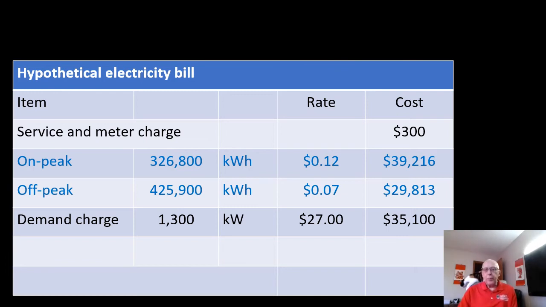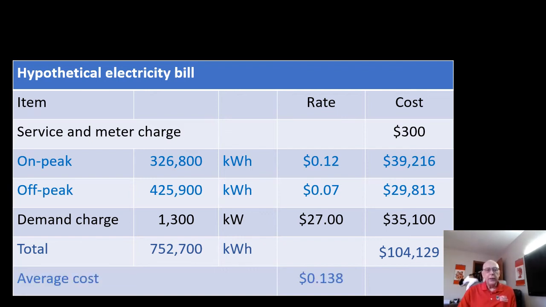So when you then add up all of the different costs that are present on your utility bill, you see that in this specific example, the total monthly electricity cost is $104,000 for a total power usage of 752,000 kilowatt hours. So when you actually take that total cost and divide that by the total amount of power used, you see that you pay an effective average price for your electricity, in this example, of 13.8 cents per kilowatt hour that you actually use.